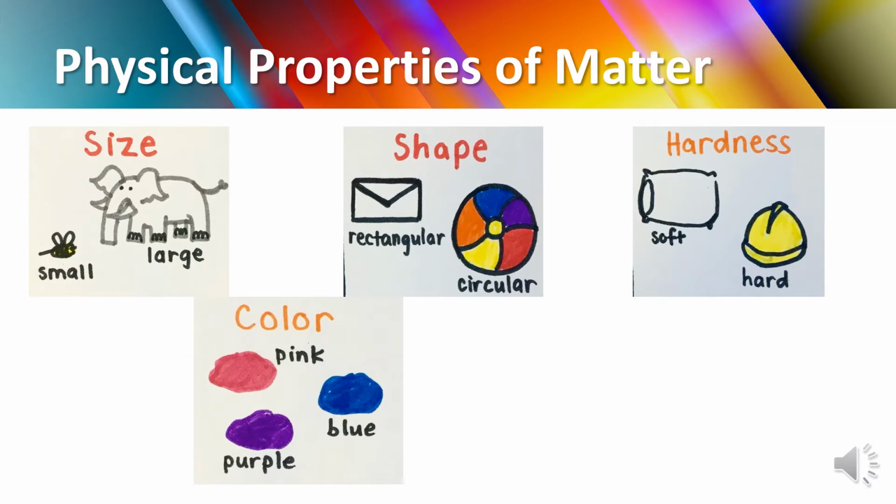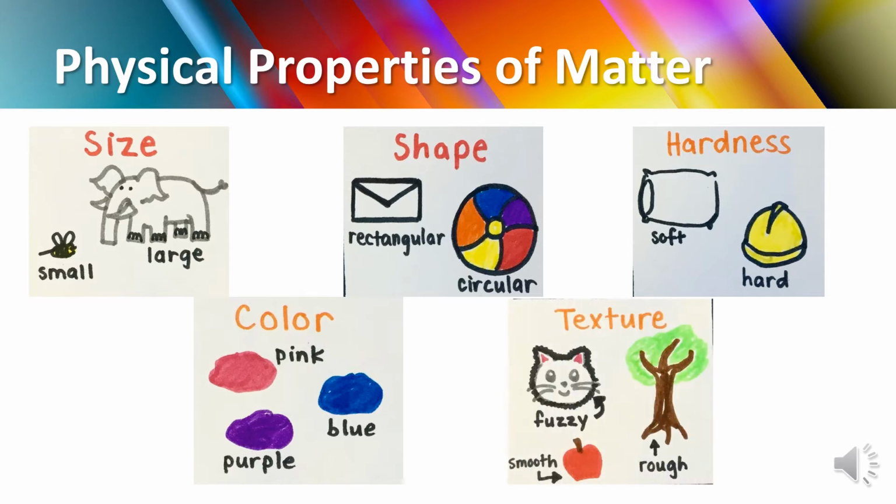We can also describe the physical property of matter through its color. Is it pink, blue, or purple? And finally, the texture. How does it feel when you touch it? Is it fluffy, fuzzy, smooth, or rough?